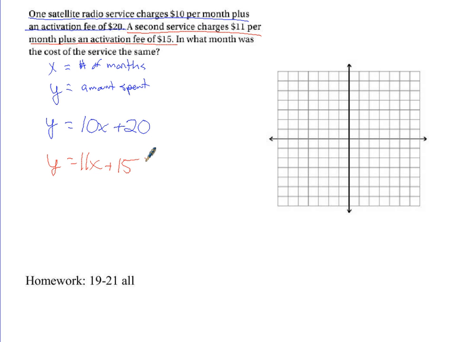Bottom left corner is a good idea because we don't have any negative time, and we're not going to be getting money back from either of these services, so that's no negative money either. All right. Anything else we need to worry about? Axis labels. What goes on this axis? Yep. So months and amount spent.